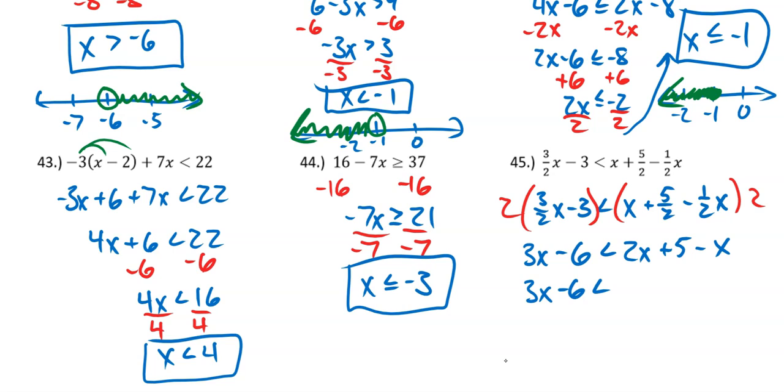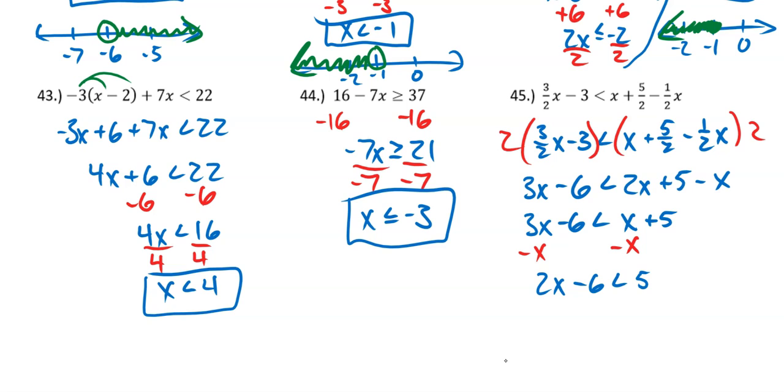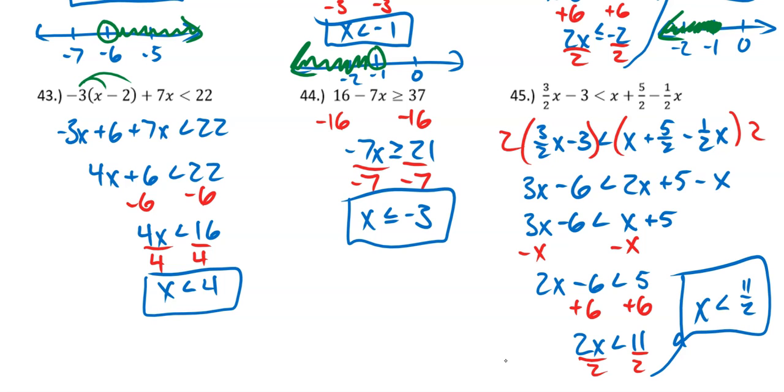Okay, I start combining like terms over here. That's going to be an x plus 5. Now I have to get the x's on the same side. I'm going to subtract the x from each side. I'm going to add that 6. And then divide by the 2. And again, I did not multiply or divide by a negative at any point. I can leave this as just 11 over 2, or you could write it as 5.5 or something like that. But that's my answer. Okay, and that one, in terms of the graph, will be an open dot, shaded everything to the left.